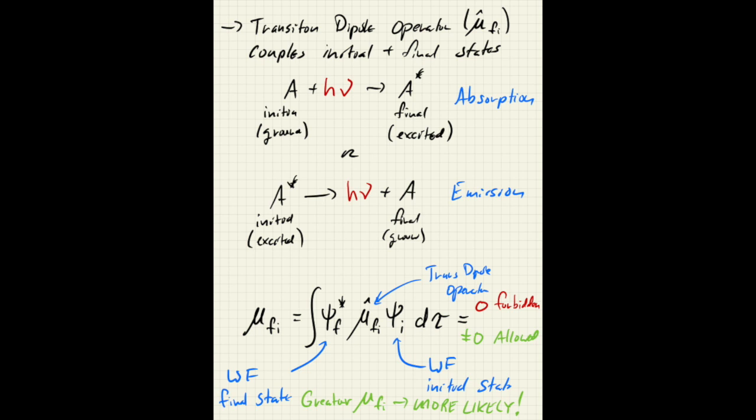And when you draw this out quantum mechanically, we see that this is the integral of the dipole operator operating on the initial state wave function, multiplied by the complex conjugate of the wave function for the final state, and then integrating it over all space. If this is equal to 0, that would be a forbidden transition. If this is not equal to 0, then it would be an allowed transition. And again, the greater the magnitude of the transition dipole, the more likely the transition and the more intense it will be.